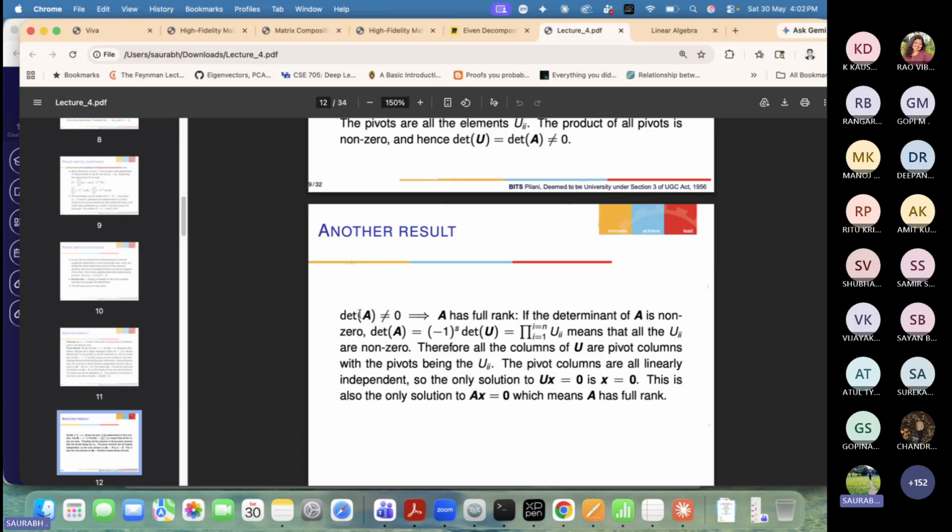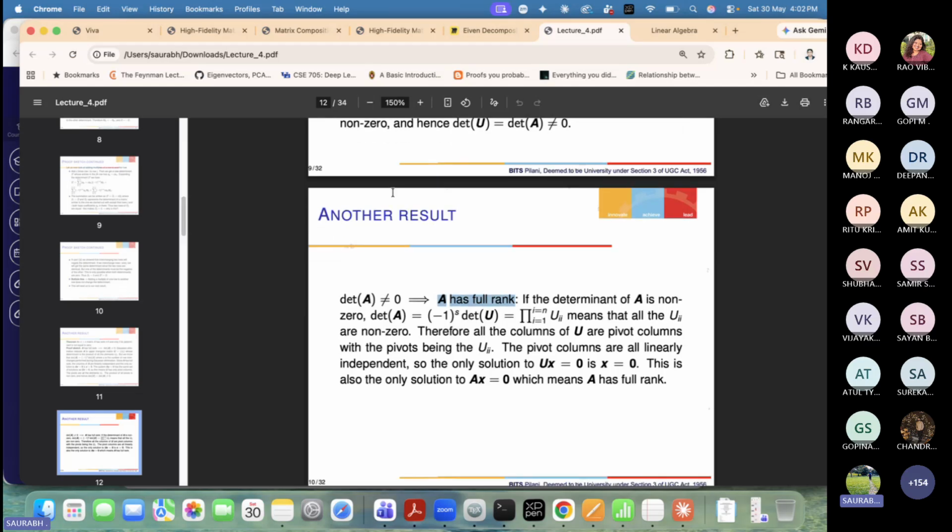Now this is the other side of it. If determinant is not equal to 0, A has full rank. Looking at it from the other side, if the determinant is not equal to 0, then you have full rank. If you have an n cross n matrix, the rank would be n in that case. That's all. That's a simple intuition.